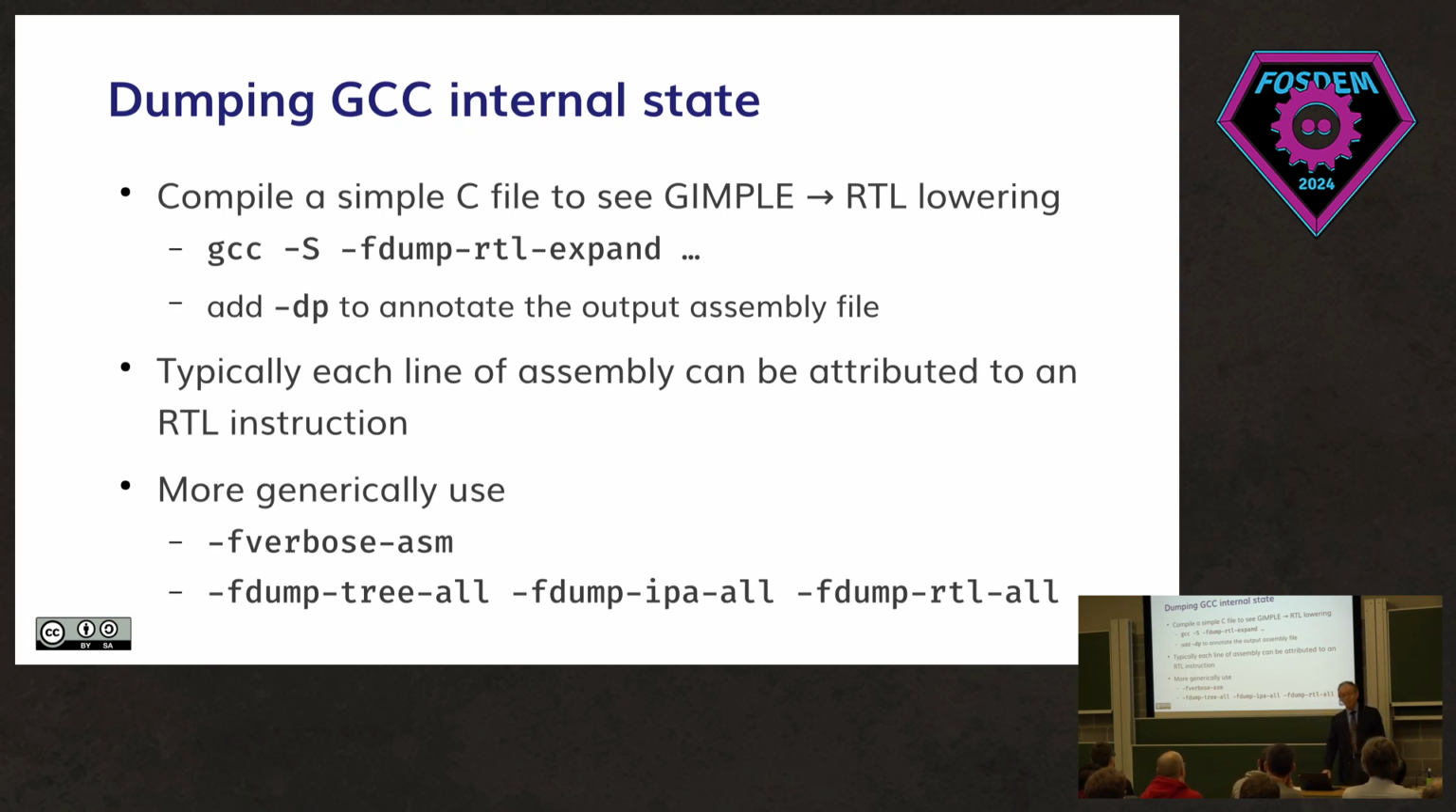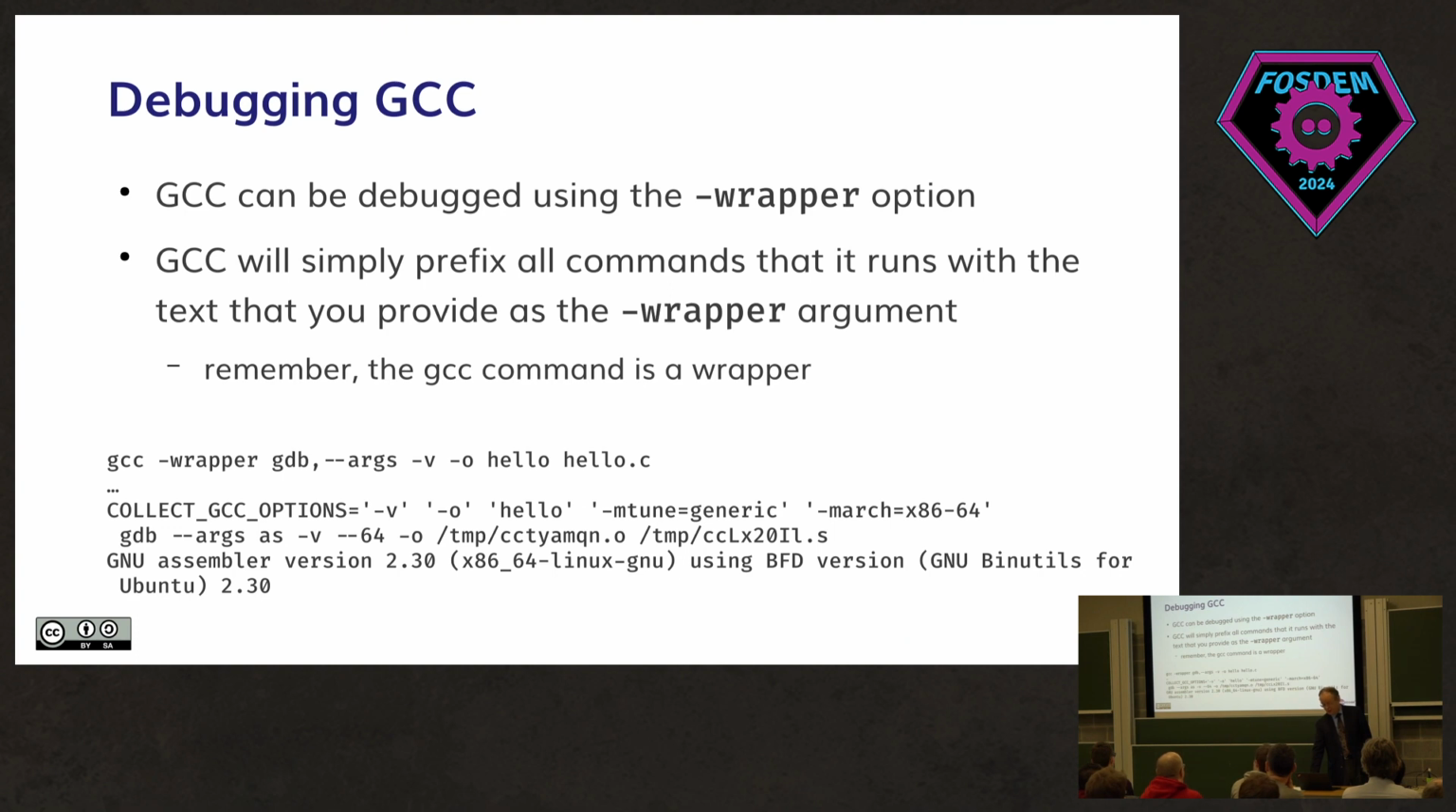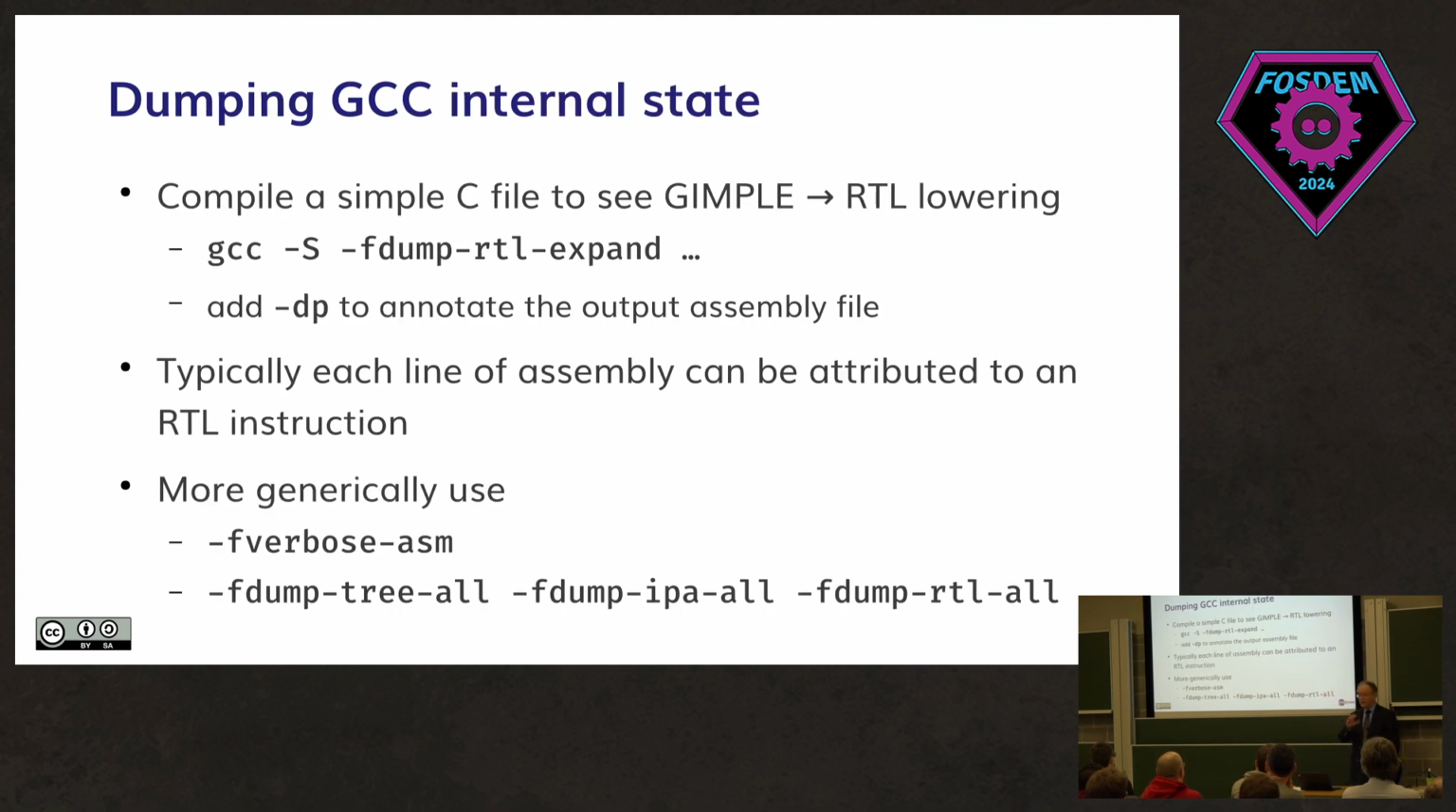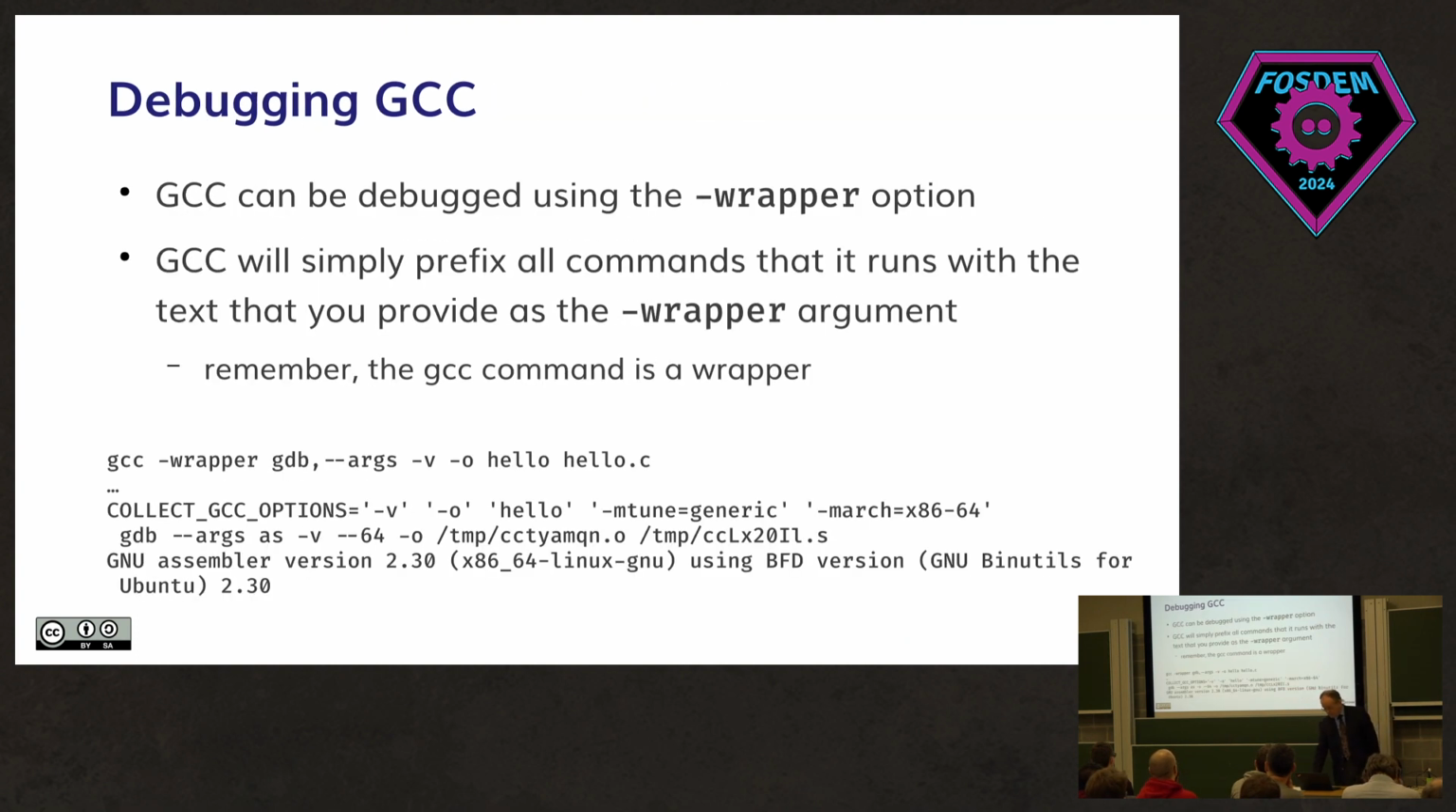Dave covered this, how to dump stuff. So you can dump all the different intermediate codes, but what Dave did cover was the wrapper option, and the wrapper option is your friend. That's where you can go inside. We've talked about the wrapper option and how it puts things here.